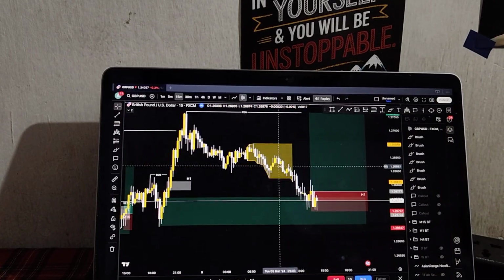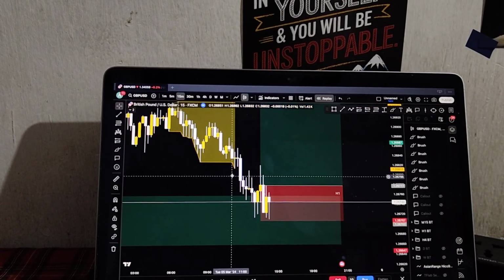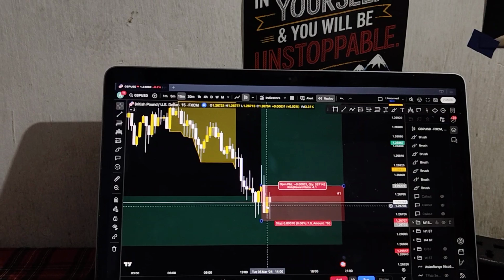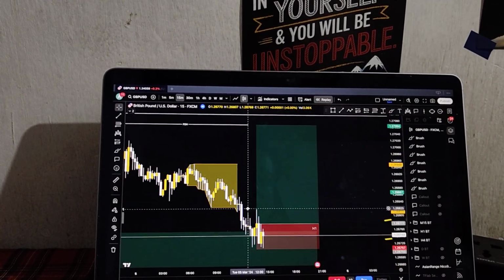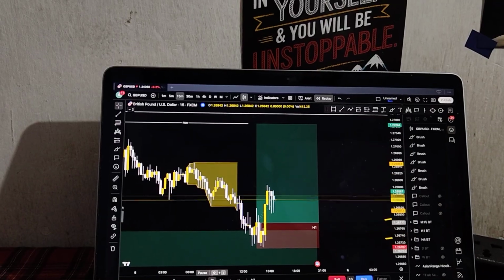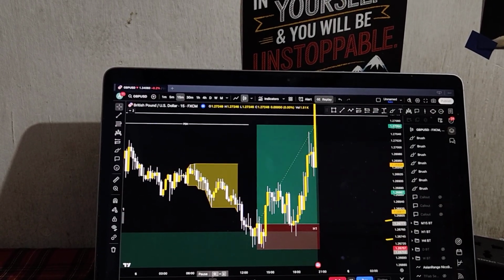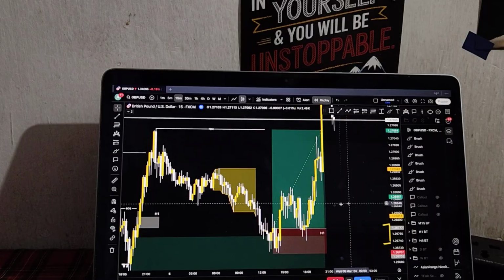After I've seen what I want to see on the hourly, that is when I go to the M15, and clearly we can see here at 1:30 p.m. I got my entry signal, and that is when I entered, and the rest is history. The price came so close to my stop loss and then went up.